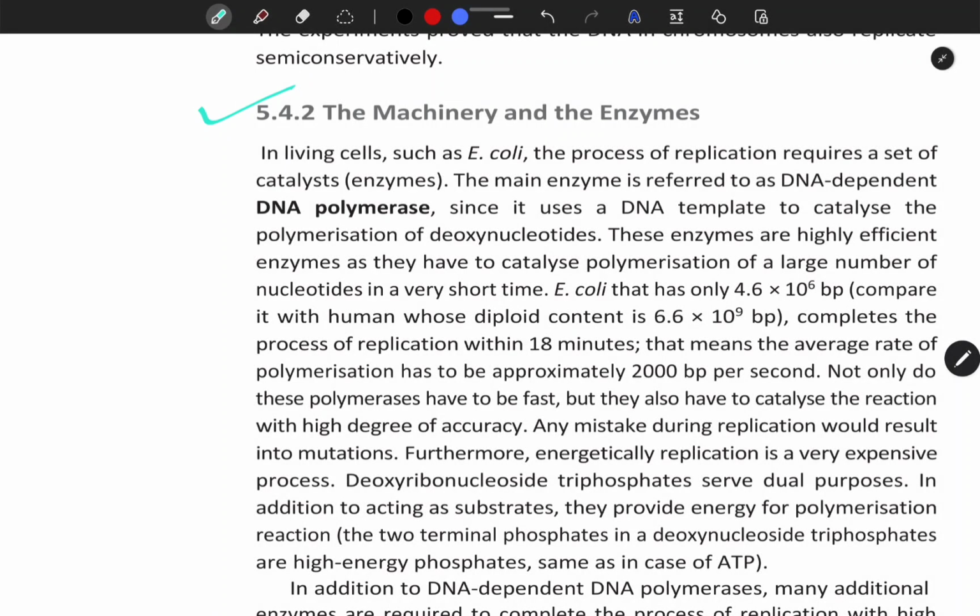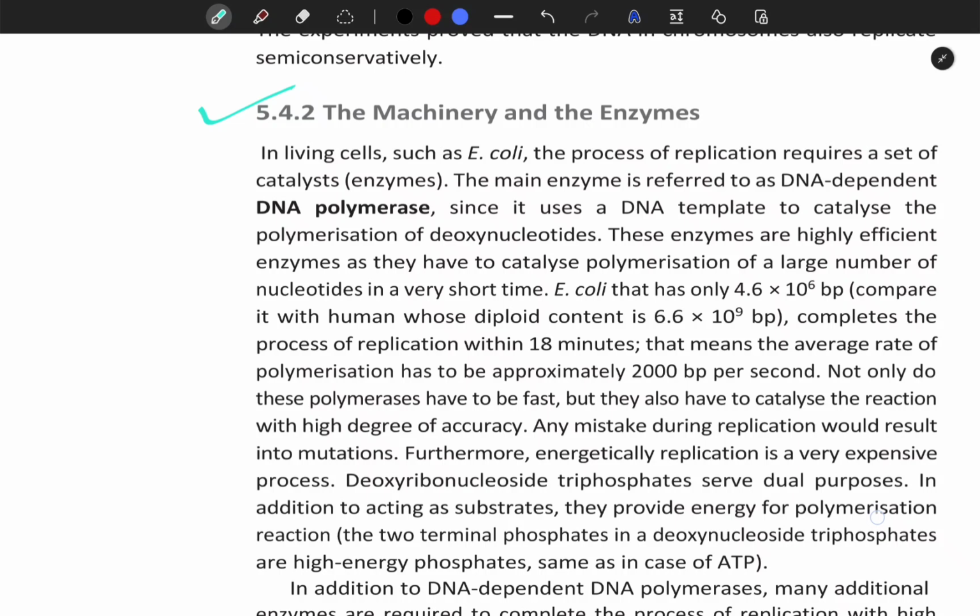5.4.2 The machinery and the enzymes. In living cells, such as E. coli, the process of replication requires a set of catalysts, that is enzymes. The main enzyme is referred to as DNA-dependent DNA polymerase, since it uses a DNA template to catalyze the polymerization of deoxynucleotides. These are highly efficient enzymes as they have to catalyze polymerization of a large number of nucleotides in a very short time.